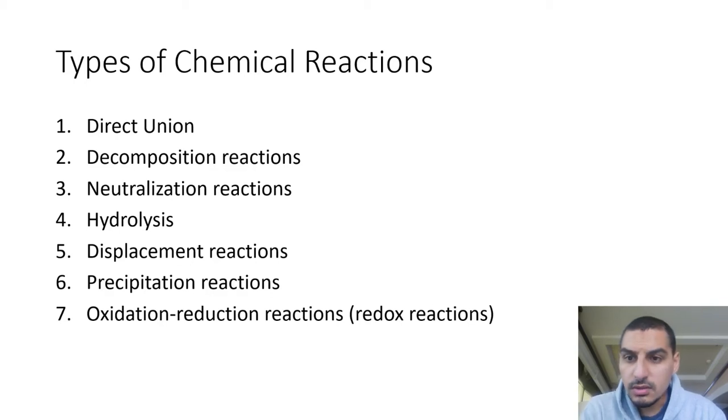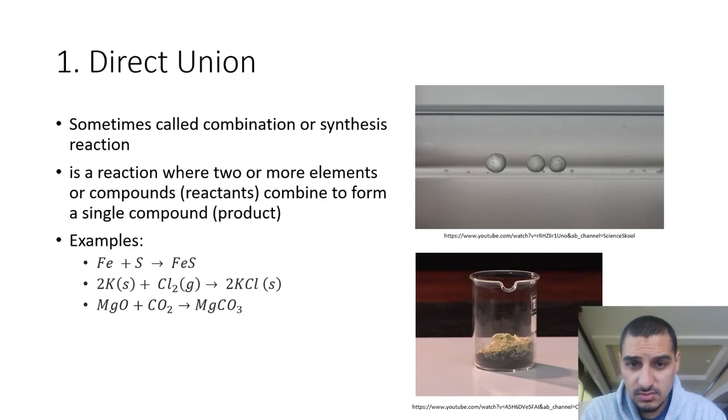Okay, so we're going to start talking about the first type of reactions, which is the direct union reaction. The direct union reaction is sometimes called combination or synthesis reaction. The reason it's called this is because this reaction takes place between two or more elements or compounds to form a single compound. So it's a very direct reaction. They combine together, forming one output, and that's it.